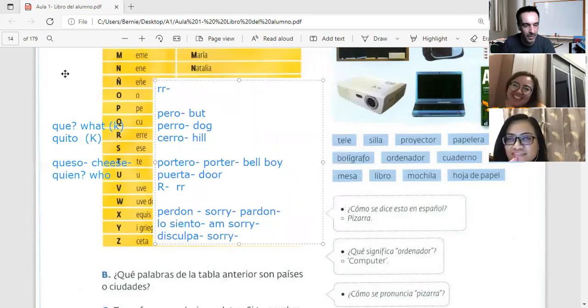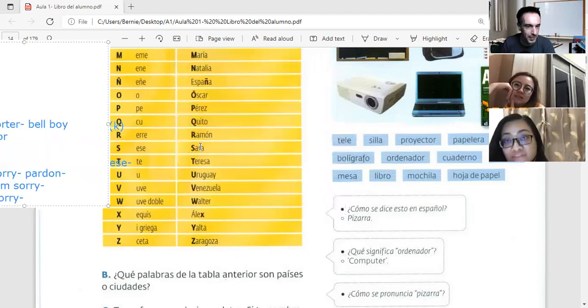Muy bien. ¿Qué más? S is very simple. Sa, se, si, Sara. T: ta, te, ti, to, tu. U, very simple. It is not "you" like many Americans say; they can never come out with U.